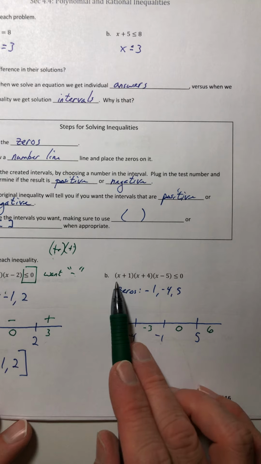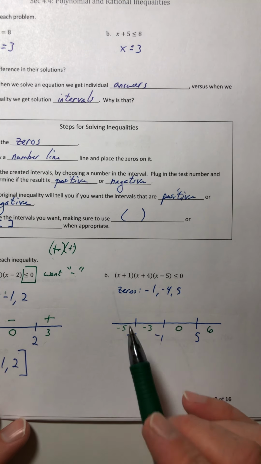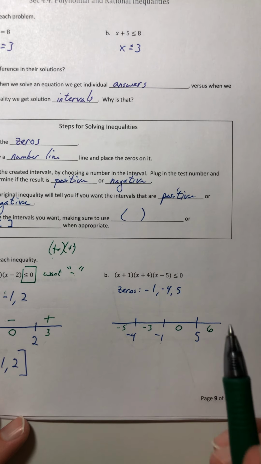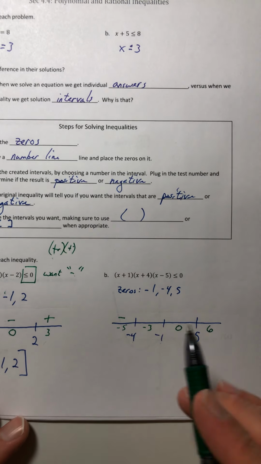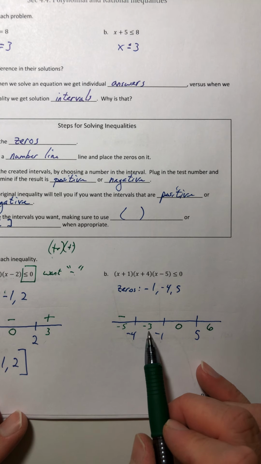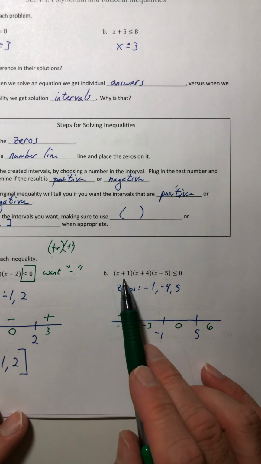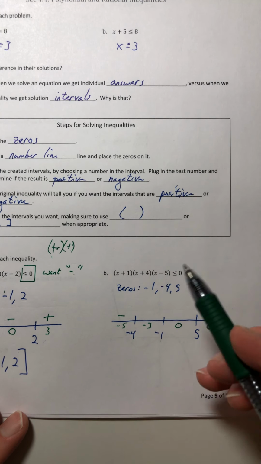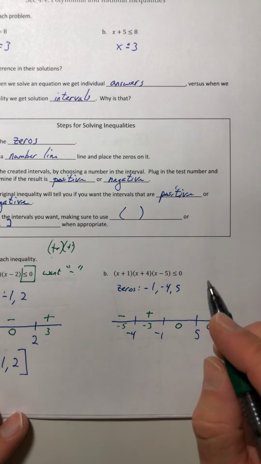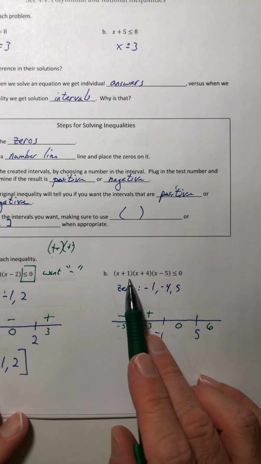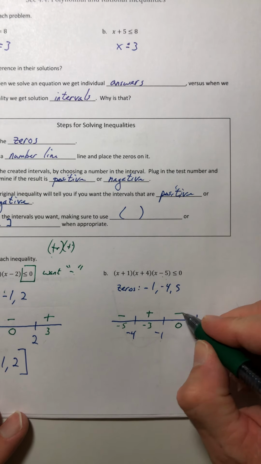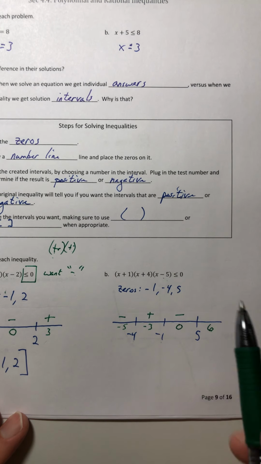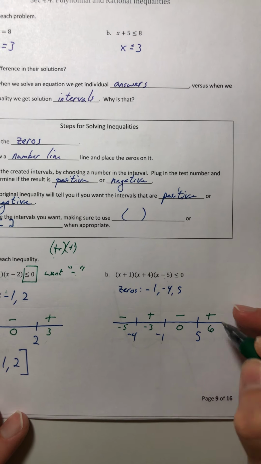Okay, so plug them into the original and see if it comes out as a negative. If I plug in -5, I have a negative times a negative times a negative. That's a negative. If I plug the -3 in there, I get a negative times a positive times a negative, so that's a positive. Plug in the 0: positive, positive, negative, so negative. And if I plug in the 6: positive, positive, positive, so that's positive.